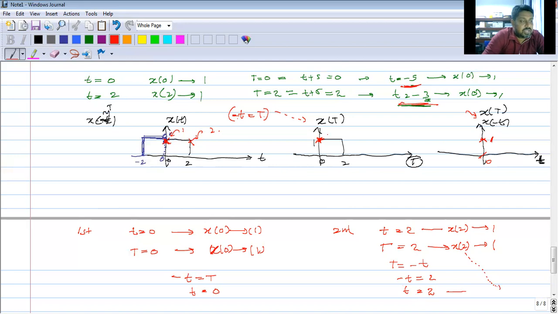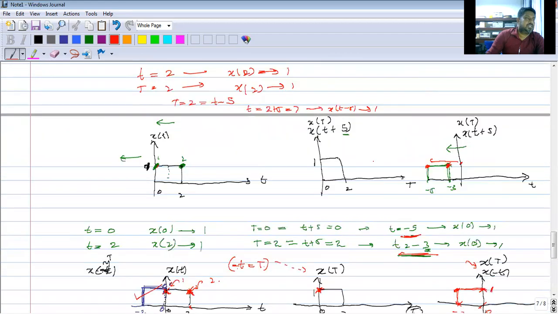So now this second point, that is -t equal to 2, t is equal to -2. So this second point is moved to -2. This is the second point, it is moved to -2. So you can see that we will get the reverse signal.